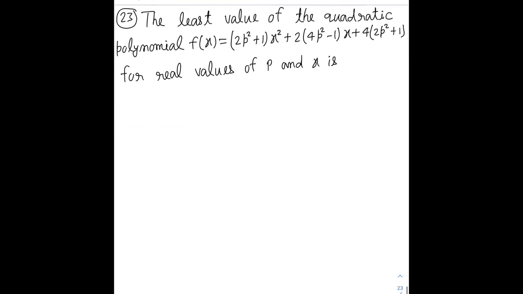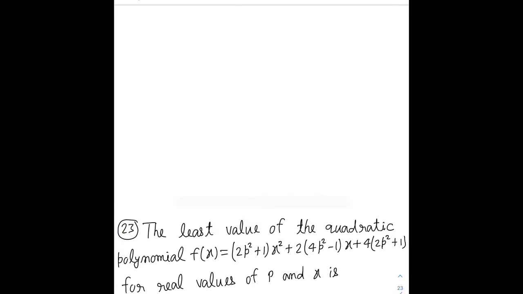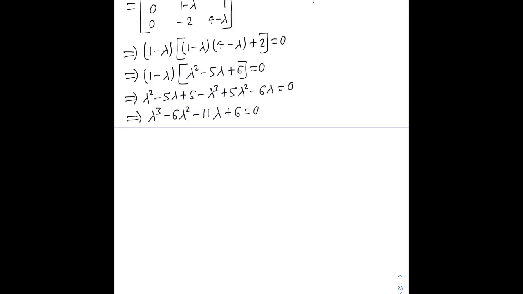Okay, now according to the properties, the determinant A will satisfy this equation. Are you getting it? So it will satisfy, it means in place of lambda you can put A. So you will get A cube minus 6A square minus 11A plus 6 equal to 0. Is it clear?